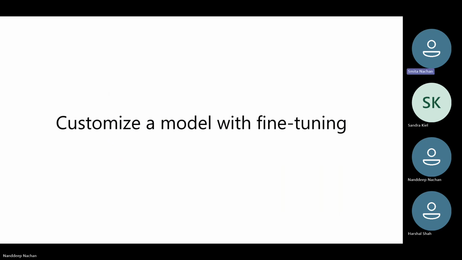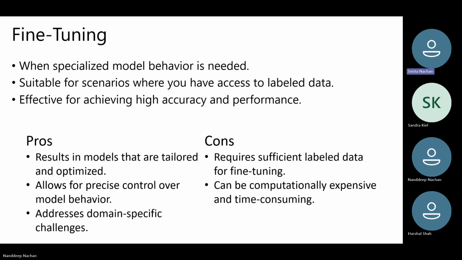So next thing is we are going to check for fine tuning. So when to use this? What is the purpose of this? What are the pros and cons of this? So fine tuning is preferable when you have a specific task or domain that requires specialized model behavior. So it is suitable for the scenario where you have access to labeled data related to the task you want the model to perform. So fine tuning is effective for achieving high accuracy and performance on well defined tasks or datasets. Let's compare what are the pros and cons of this.